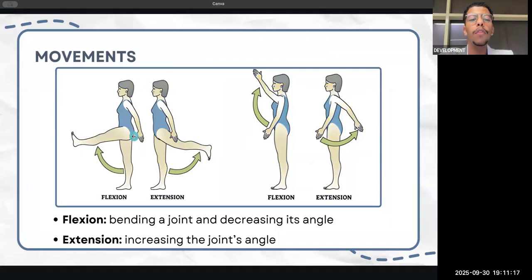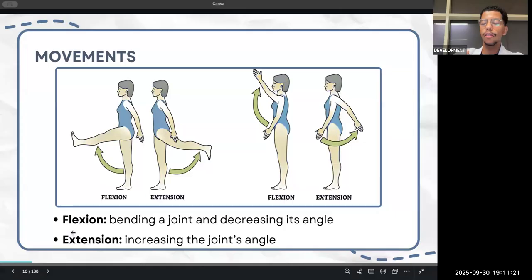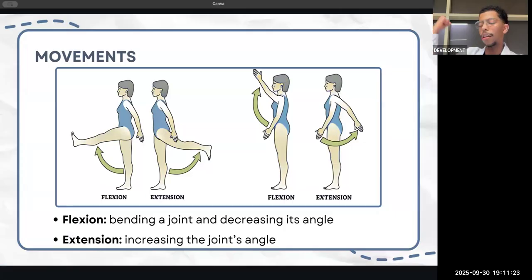And then we have the movements. So flexion, this one is easy. Decreasing the angle of the joint. Now, when you flex your arms, can you guys see this angle here? It's getting smaller and smaller. Can you guys see me? Okay, so the angle keeps on decreasing when you flex. However, with extension, the joint's angle increases.